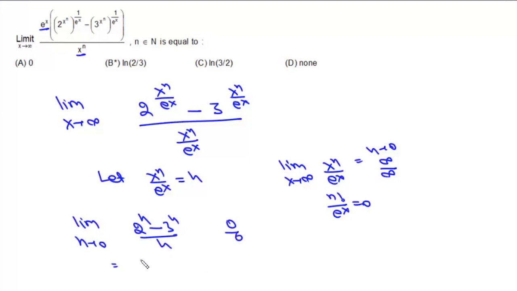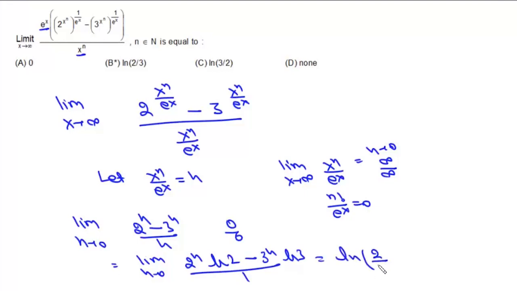Now if we use L'Hopital's rule, then we can write limit h tends to 0 of 2 to the power h log 2 minus 3 to the power h log 3 upon 1. And if we put this limit h tends to 0, this is log 2 by 3, and that's your option B.